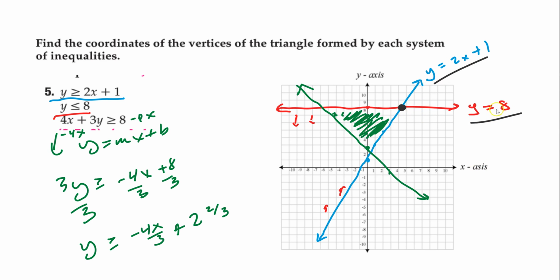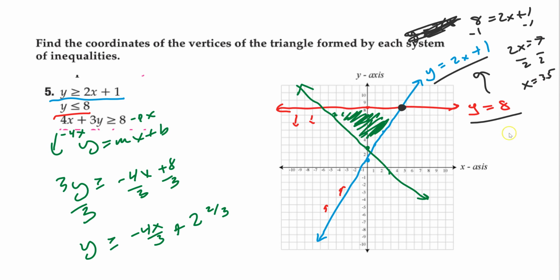I actually know what the y is. It says y equals 8. So that part's done. Just plug it in. Y equals 2x plus 1, oops, did it the wrong way. Plug in the 8 for y. Minus 1, minus 1. 2x equals 7. Hey, let's continue the theme of decimals. X equals 3.5. So that point right there is going to be 3.5 and 8. Not the worst thing in the world.